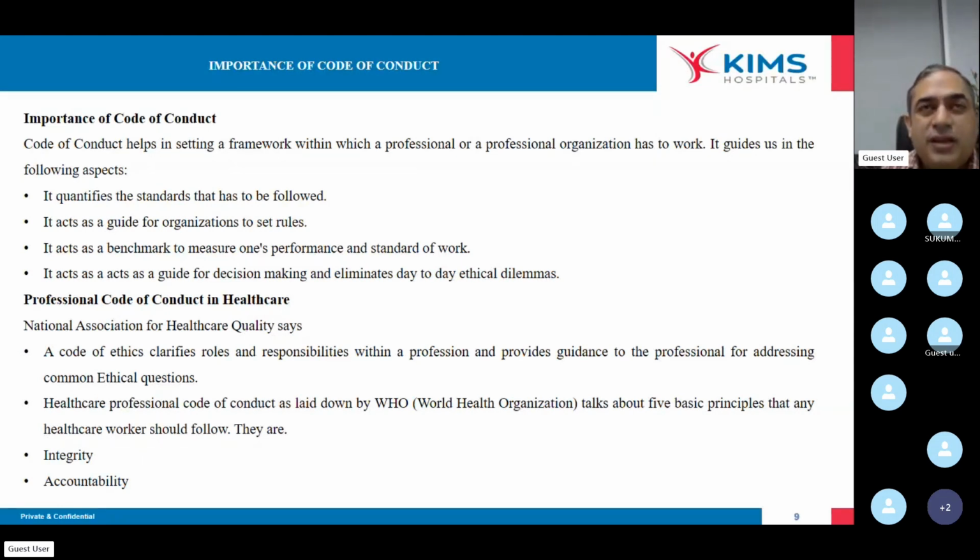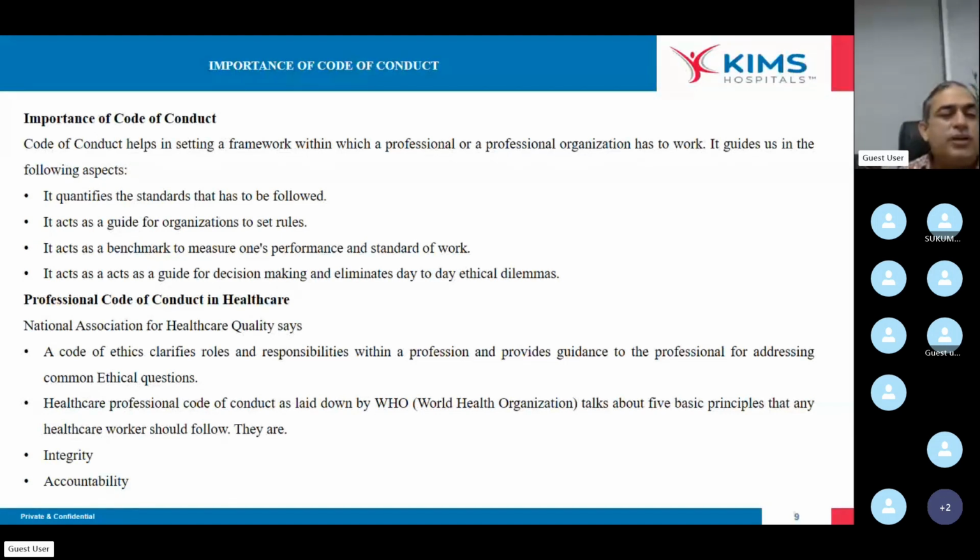The code of conduct will vary with the circumstances or the concerned environment. It could be different for nurses, different for doctors, different for administrative staff. But when it comes to certain codes which are very clear, like prevention of sexual harassment, POSH, that code of conduct laid down by the government of India is very, very clear. So it will act as a guide for decision making and elimination of day-to-day dilemmas. If I am in a dilemma about whether I should terminate a particular staff member for misbehavior, that is clearly narrated in the code of conduct book, that this kind of behavior should be punished in this manner.